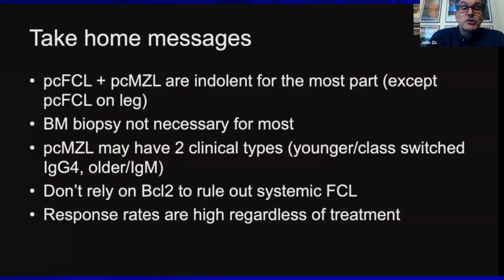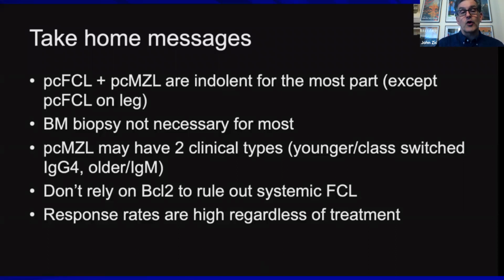was that these two cutaneous B-cell lymphomas, the follicle center lymphoma and MZ, the marginal zone lymphoma, are indolent, which means slow growing for the most part. Oh, except for the follicle center on the leg. There's something about the leg and the cutaneous B-cell lymphomas that makes it a little bit more aggressive. And we're going to talk about a special type of cutaneous B-cell lymphoma on the leg.